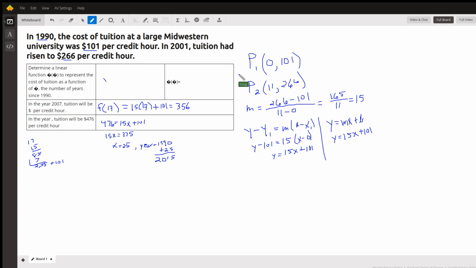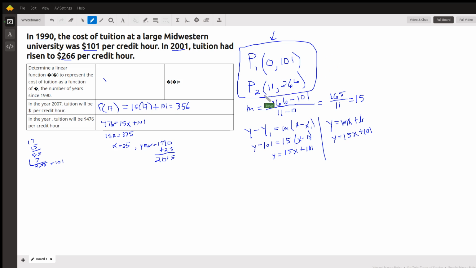Well, one way to think about it is that you're given these 2 points, (0, 101) and (11, 266). 2001 is 11 years since 1990. And now the directions are find the equation of the line passing through those 2 points.